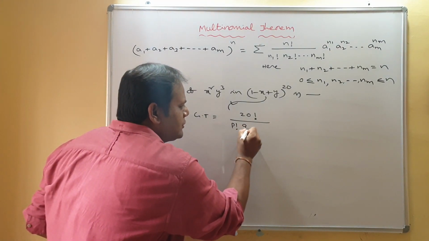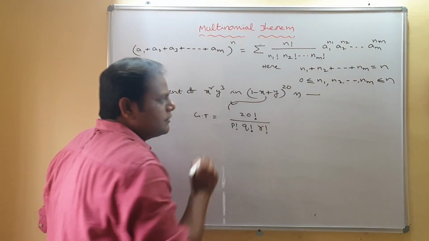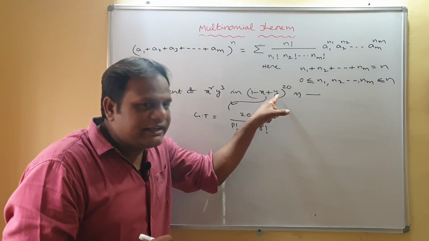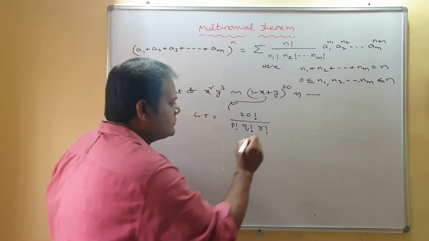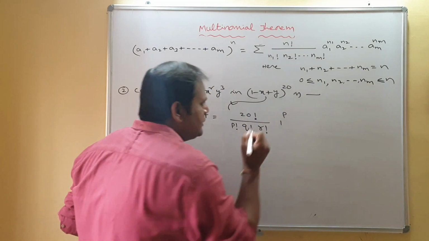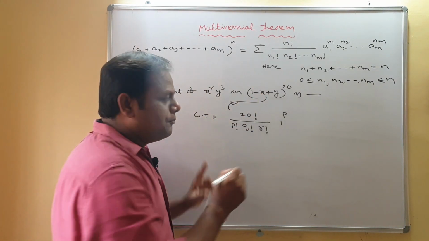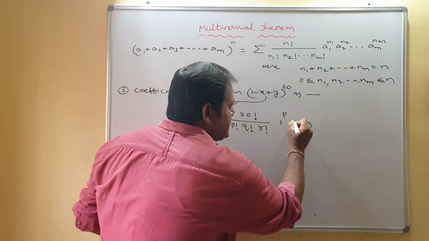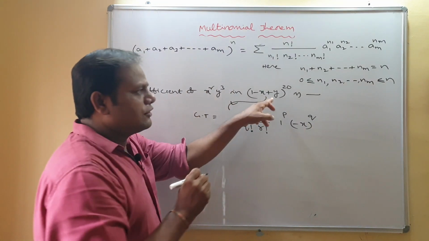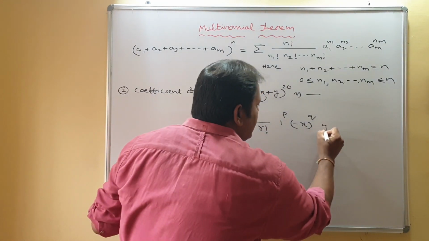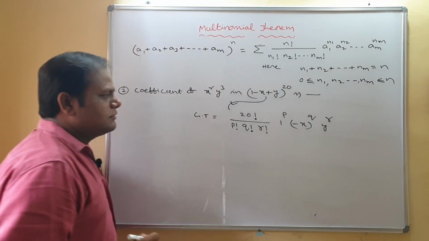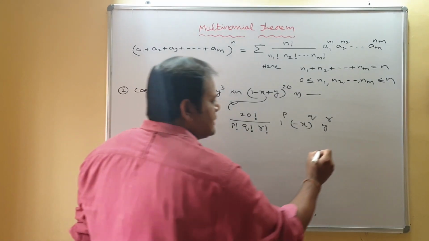P factorial, Q factorial, R factorial. In those three, the first is 1, so 1 power P. The second is minus x, so minus x whole power Q. The third is y, so y power R. Clear? What is the condition here?